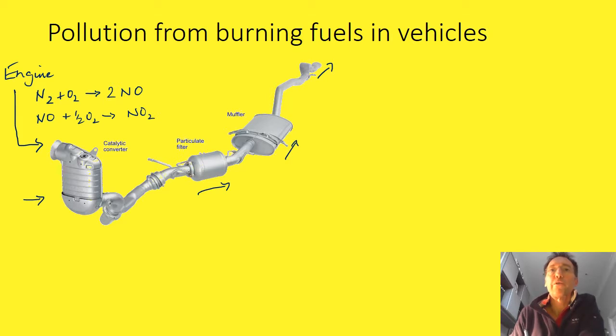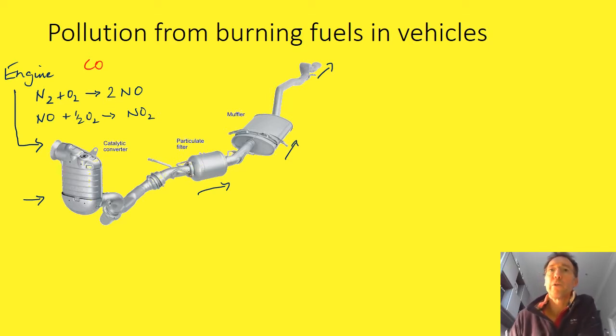But first, also what we get out of the engine is carbon monoxide. So let's represent that in red here, carbon monoxide. We want carbon dioxide, at least in preference to carbon monoxide, because carbon monoxide is poisonous. So we've got some carbon monoxide coming out of the exhaust.